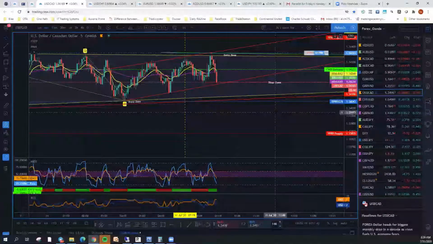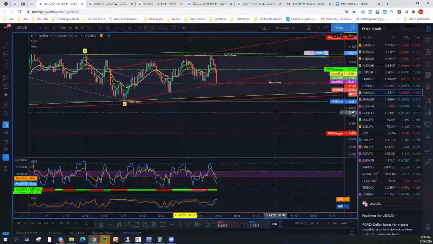The U.S. CAD is tied to oil an awful lot. Usually when you see oil moving, you see CADs moving a lot too. You ever trade the oil futures?